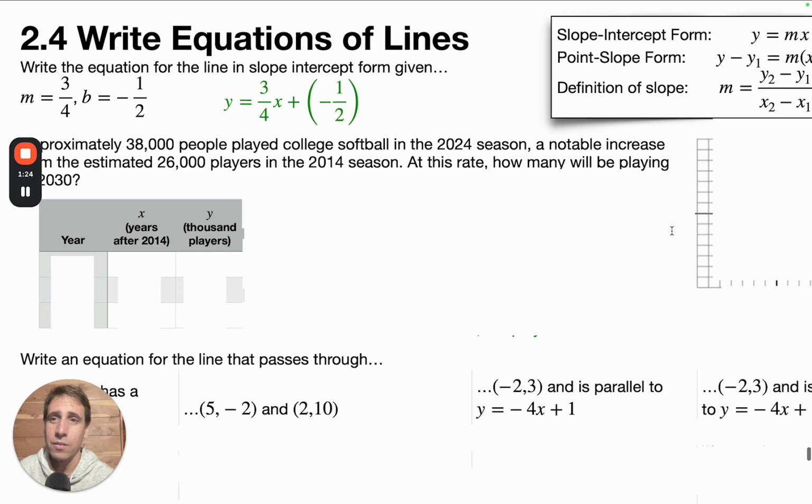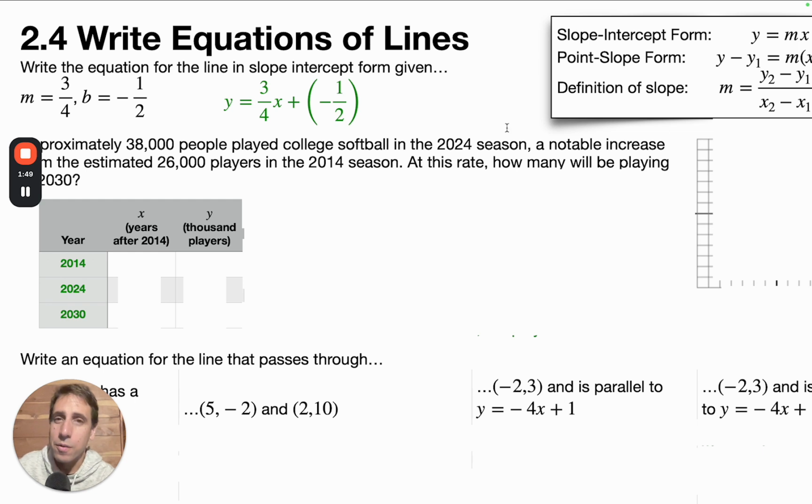All right, let's see if we can organize all this information into a table. So we've got 3 different years going on. We got 2014, which is almost over 10 years ago. We have the 2024 season, which is at the time of this recording, the most current data that we have. It takes a while to collect all the data. And then we've got our predicted year of 2030.